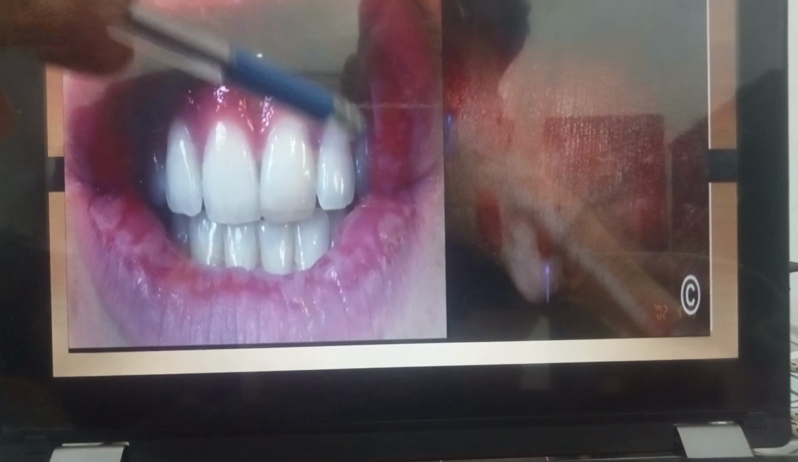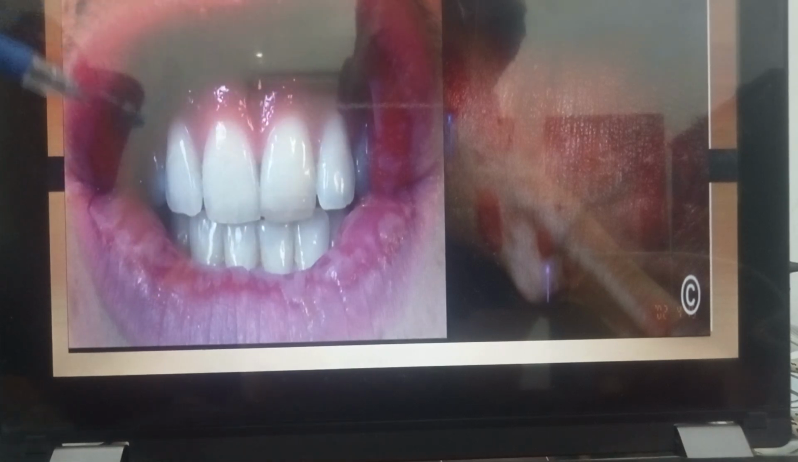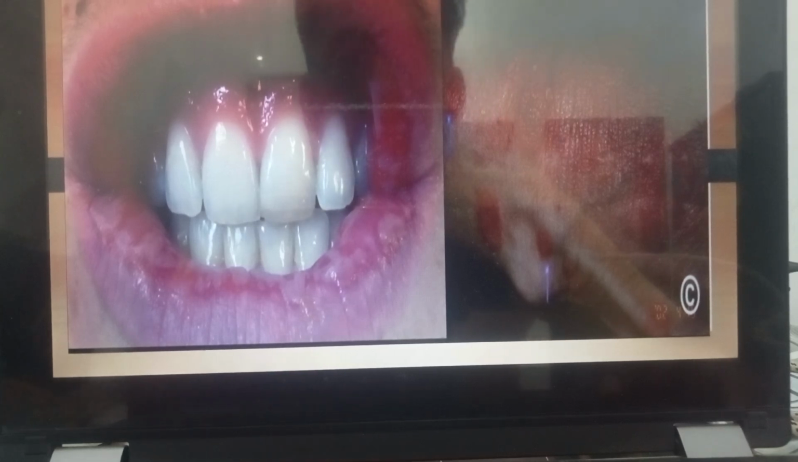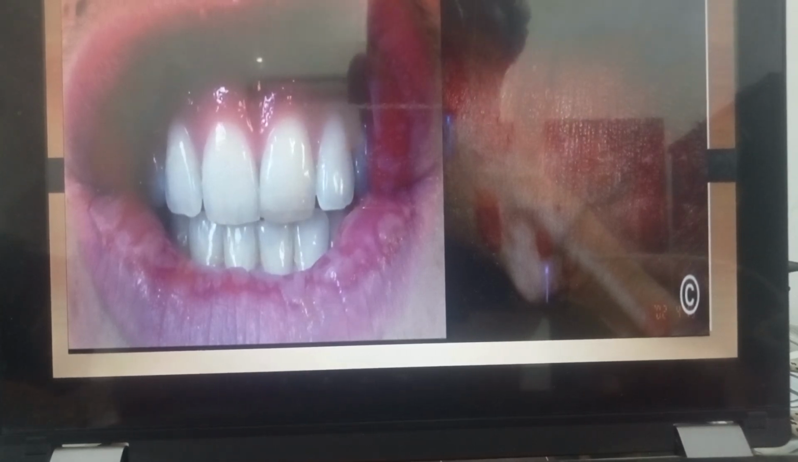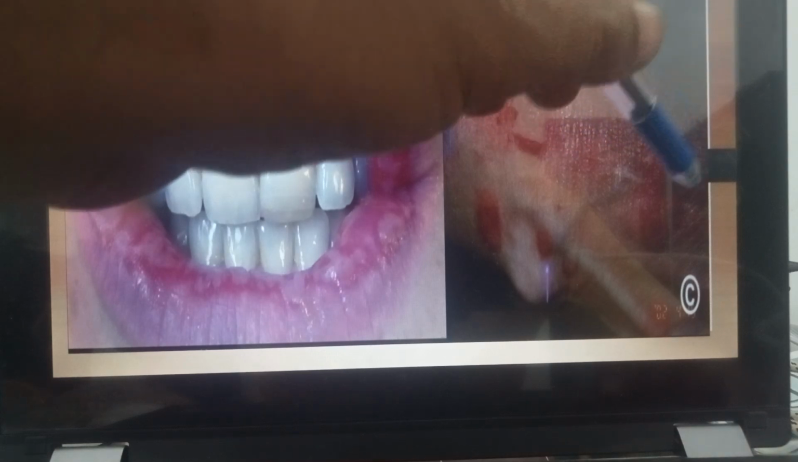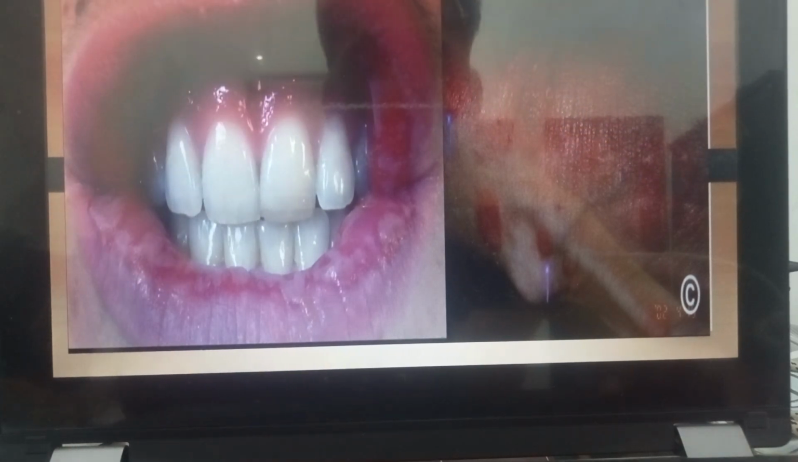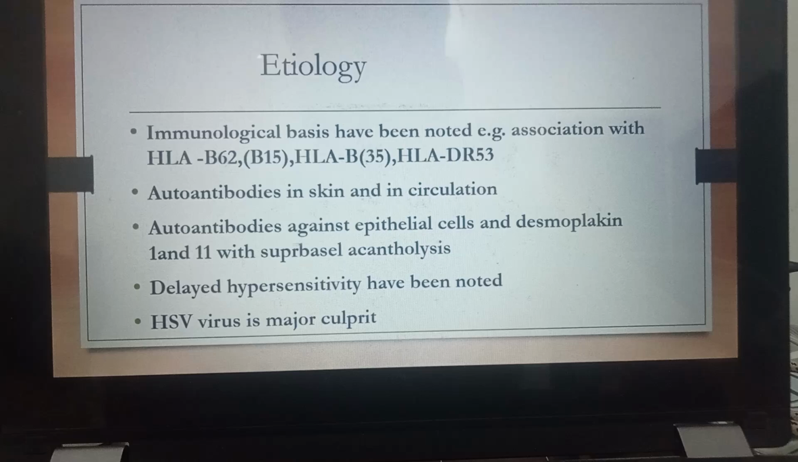For example, you can see the lips are involved. There are small macule or papule-like lesions, eroded lesions with some erosion and blister formation involving the oral cavity. In this picture you can see a target lesion with a clear border, mostly present on the dorsal surface of the hand.